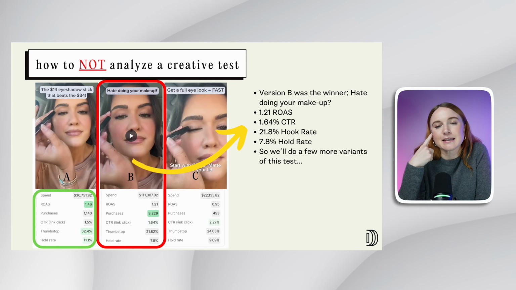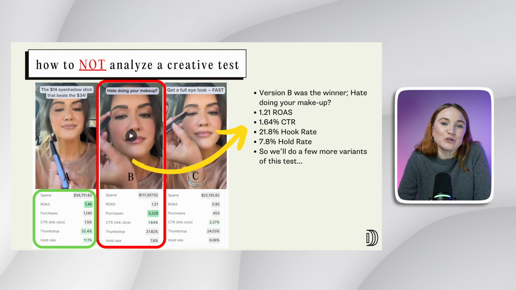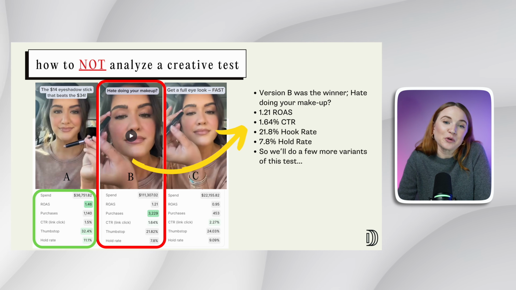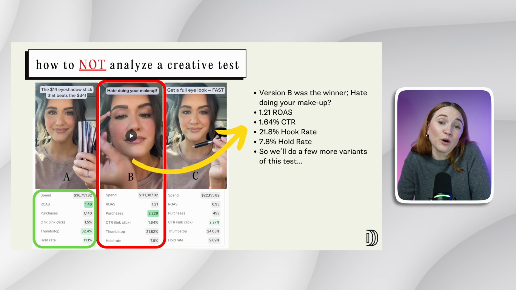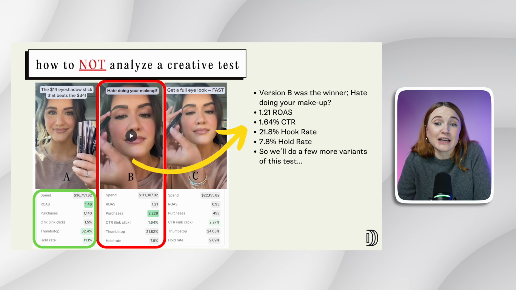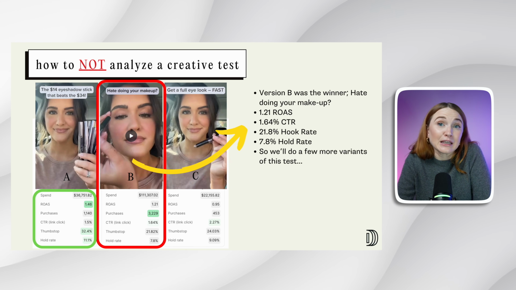Here's an example of how people will often analyze a creative test for me, right? So we'll look at something like this and say, okay, you know what? Version B was the winner. It had a 1.2 ROAS with a 1.64 click-through rate. The hook rate was about average at 21%. Hold rate also was average at a 7.8. So we're ultimately going to do a few more variants of B since that was the winner. And they will stop there.